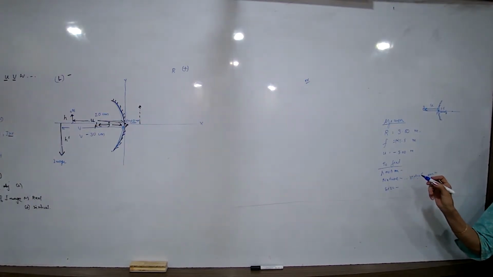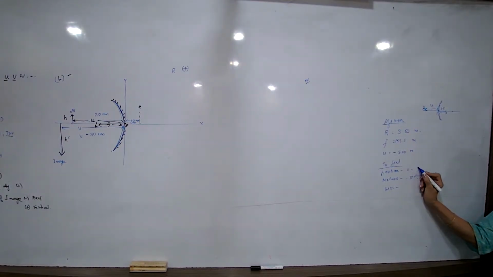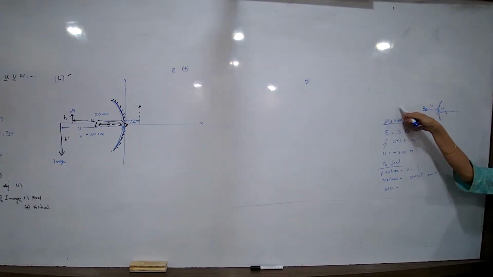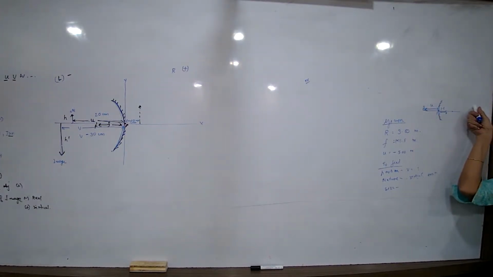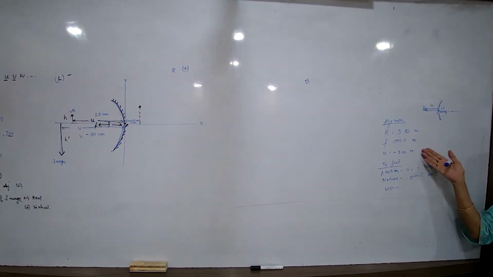Position means what? What alphabet will we use? V. I have to find out V. Okay. Where will it be? Will it be on this side or will it be on this side? For convex, look at your diagrams, no problem. Behind the mirror. So V will be positive or negative? Positive. You should get an answer which is going to be positive. Can we do this? Correct?